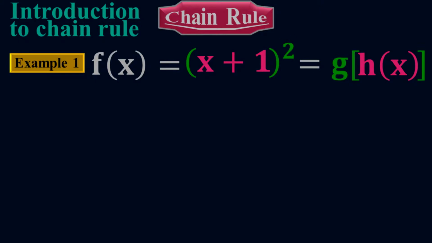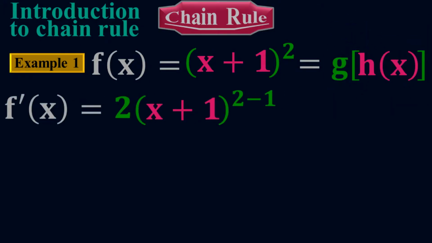Look, this is my g function, which is the outermost function, and x plus 1 is h of x, the inner function. So its derivative will be 2 into x plus 1 to the 2 minus 1, which is according to the power rule. f prime of x equals n times x to the n minus 1. My n is 2 here. This 2 will come here in front, n, and then subtract 1 from n. n is 2 here, so 2 minus 1.